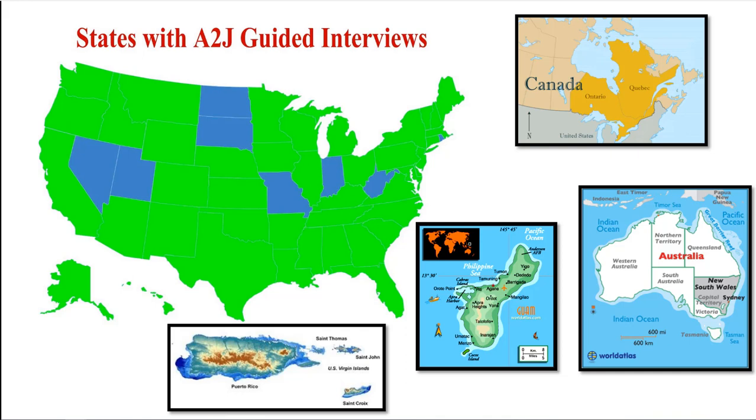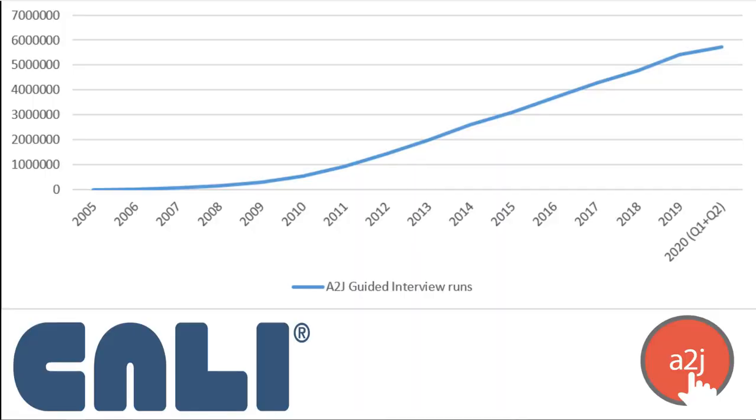A2J Author is the most popular tool for low-income people to create their legal documents and help represent themselves in the world. We're in 42 states, 2 provinces in Canada, Australia, Spain, Guam, the U.S. Virgin Islands, and Puerto Rico. There are over 1,100 A2J guided interviews out in the wild, being used over 600,000 times a year. Through our partnership with LawHelp Interactive, our self-hosting organizations, and our own Cali-hosted A2J.org, A2J Author has been run almost 6 million times since 2005.